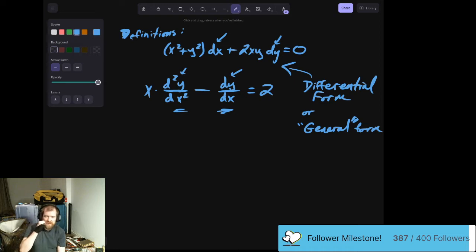So oftentimes I'll call this general form, or like general as in it's non-specific. That isn't exactly what it means to other people, so do check your definitions with your particular instructor. It might be different. And again, if anybody's in and wants to drop a question in chat, feel free to do so.